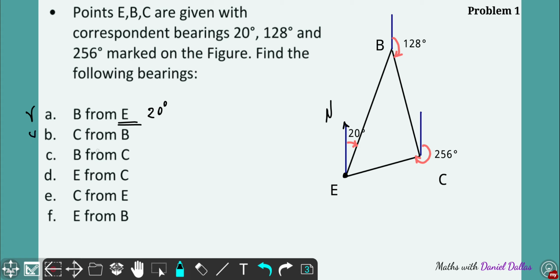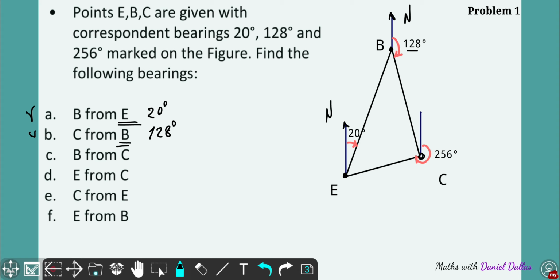Okay, let's have a look at the next one. C from B. So we have the point C, and the initial point B where we are staying. So we need to set up the north direction exactly at the point B, and make a turn again until you reach the segment BC. It's 128 degrees, so the bearing is going to be 128 degrees. I hope it's pretty clear. Okay, let's go to the next question. Fix this picture. I will move to the next slide.